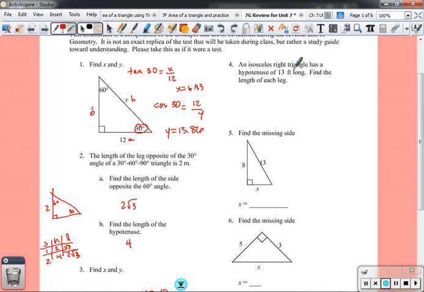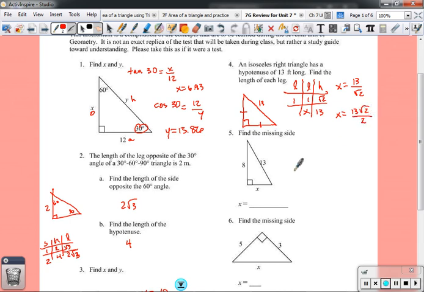An isosceles right triangle has a hypotenuse of 13 feet. So let's draw our triangle. That's better. We know that the hypotenuse is 13. We know these are congruent. Just for practice, we'll do this one in simplest radical form too. This is 1, 1, square root of 2. So this is what we're looking for, and we know this is 13. We end up with x equals 13 divided by the square root of 2, and then we rationalize that fraction, and we get 13 times the square root of 2 over 2.